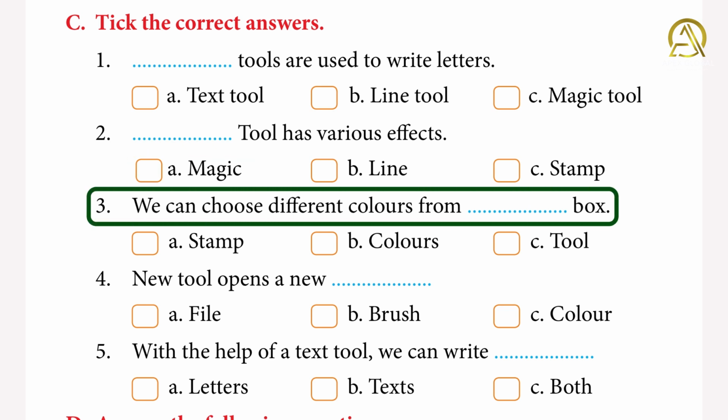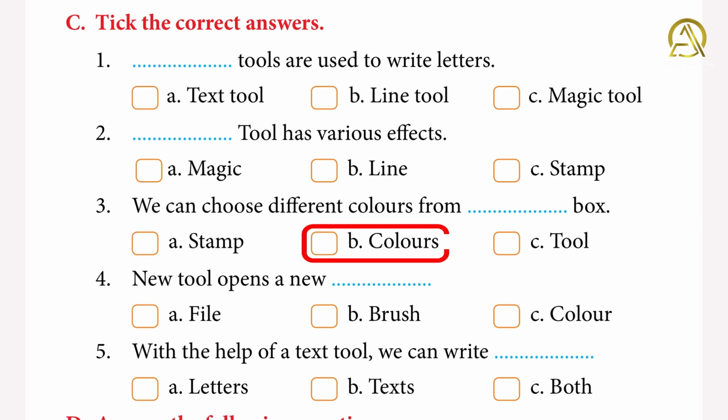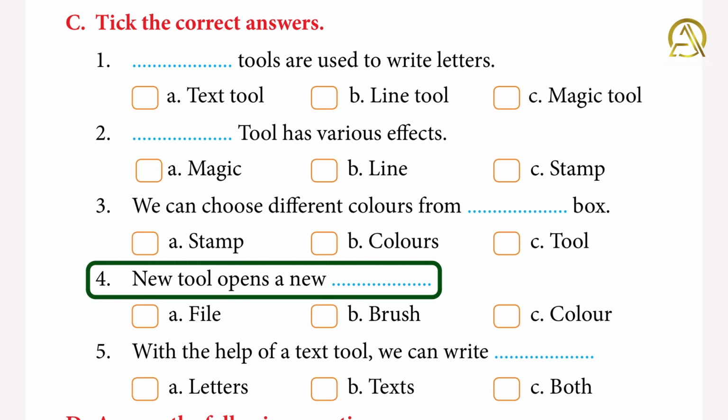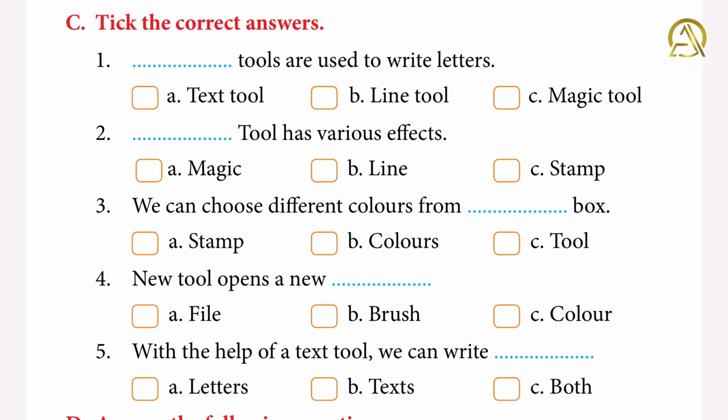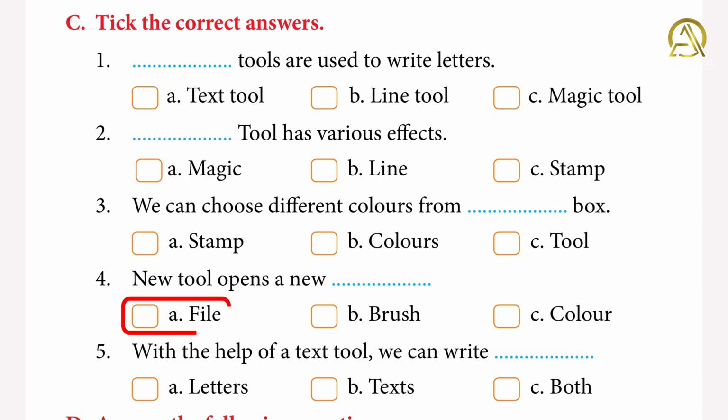3. We can choose different colors from dash box. A. Stamp. B. Colors. C. Tool. Answers: B. Colors. 4. New tool opens a new dash. A. File. B. Brush. C. Color. Answer: A. File.